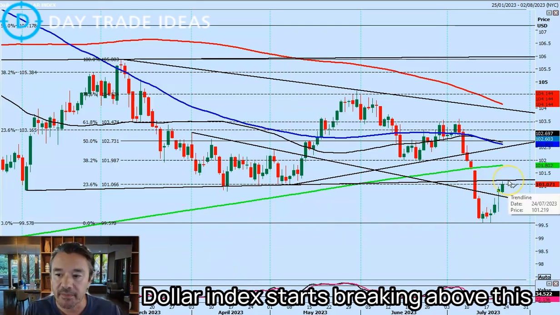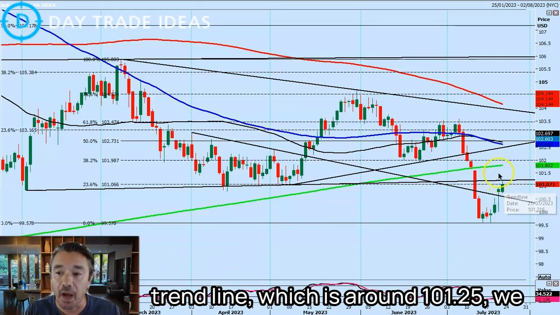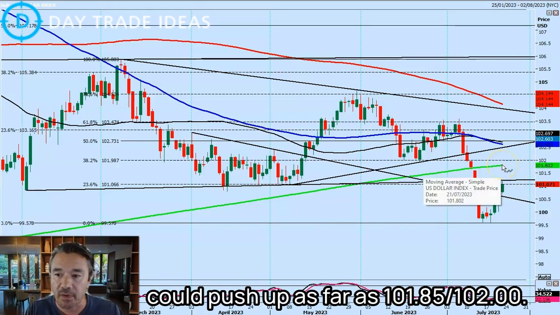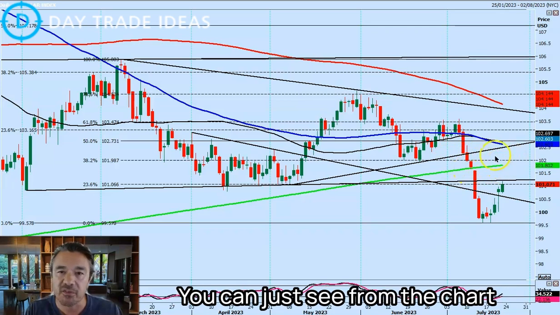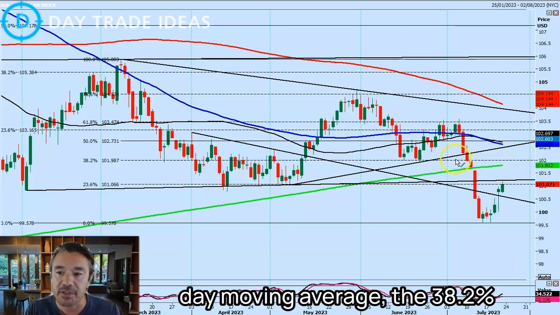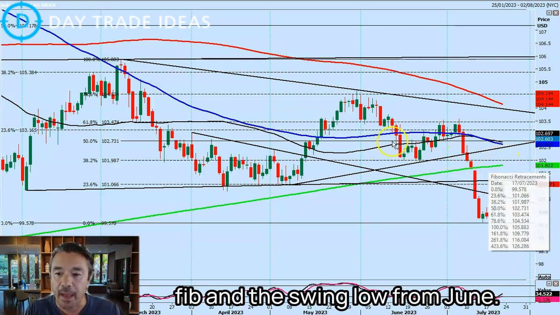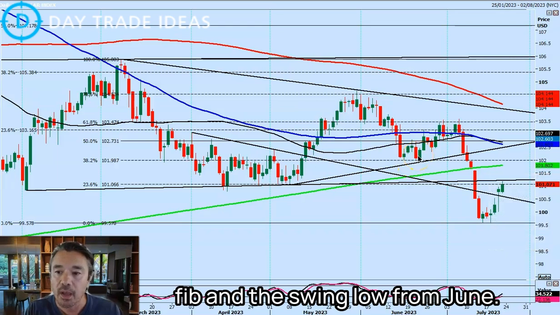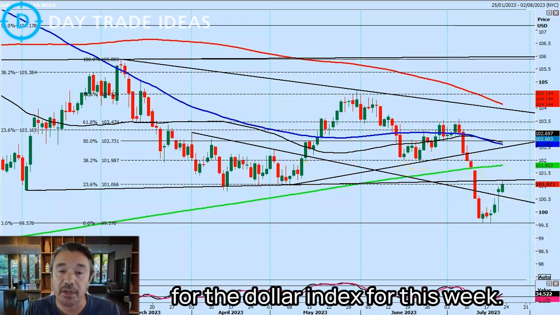If the dollar index starts breaking above this trend line, which is around 101.25, we could push up as far as 101.85, 102.00. You can just see from the chart why that is going to be the next resistance level with the 500-day moving average, the 38.2% fib and the swing low from June. So those are the two big levels for the dollar index for this week.